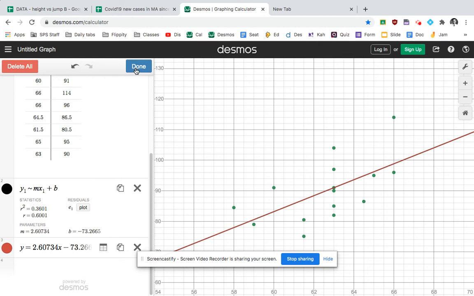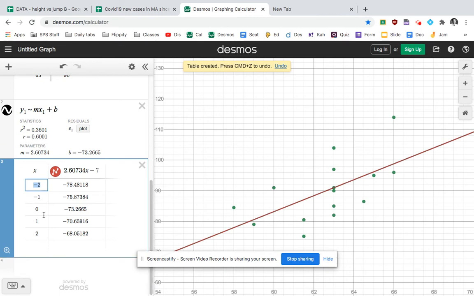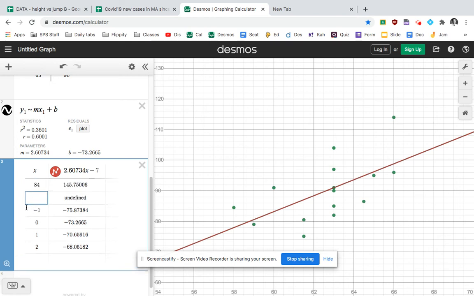So if you press here, edit list, and you add a table to your equation, bam, and there's your table. So what I can do now is just plug in x, and it automatically will multiply by the slope and subtract the y-intercept in this case. So I'm going to put 84, bam. And so my prediction would be 145 inches. So 145 inches divided by 12, that's about 12 feet. Could a 7-footer hit 12 feet? Probably, right? 2 feet above the rim in basketball. Very, very much likely with that prediction.